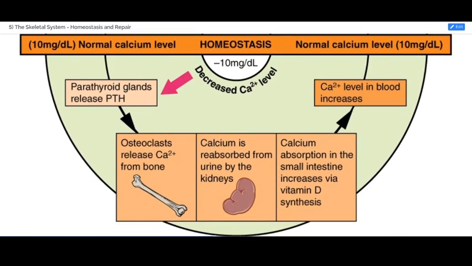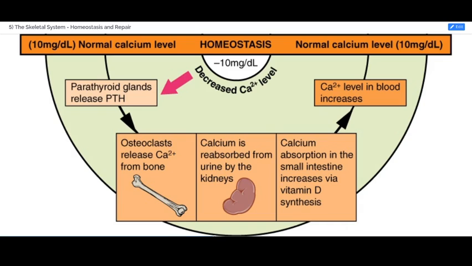When the blood calcium levels dip below 10 milligrams per deciliter, then the parathyroid glands will release their hormone, which is referred to as PTH. That stands for parathyroid hormone, but we just refer to it by its abbreviation, PTH. PTH also targets the osteoclasts, and it causes them to become more active, which will break down more bone matrix and release more calcium into the blood.